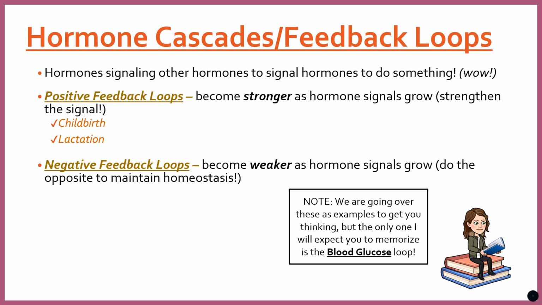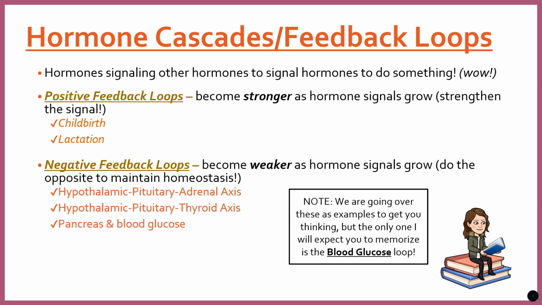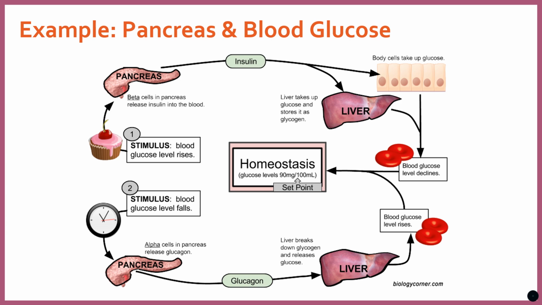With a positive feedback loop, the signal becomes stronger as the hormone signal grows. The more we have that hormone signal, the more we have the response to that signal. Negative feedback loops become weaker as the hormone signals grow, so these do the opposite to maintain homeostasis. Examples of this are the hypothalamic pituitary adrenal axis, which we will talk a little bit about, the hypothalamic pituitary thyroid axis, and the pancreas and glucose, which we talked about a lot in the previous lecture.